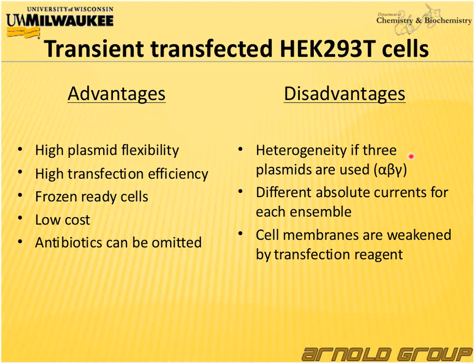The disadvantage here is that we have to transfect 3 different plasmids. So there is a degree of heterogeneity in this assay. Also, the absolute currents for the ensembles can differ, but the relative relationship is always the same. And we also think that maybe the reagent can weaken some of the cell membranes.